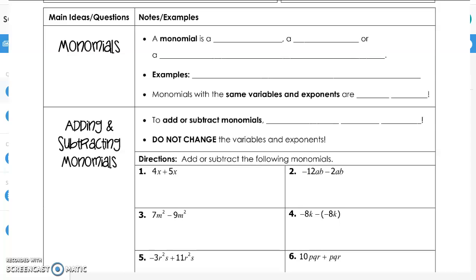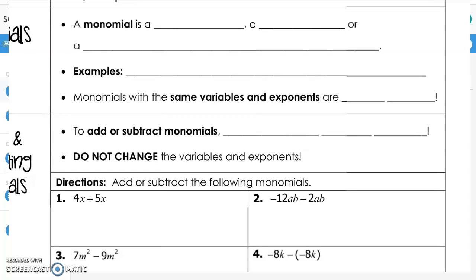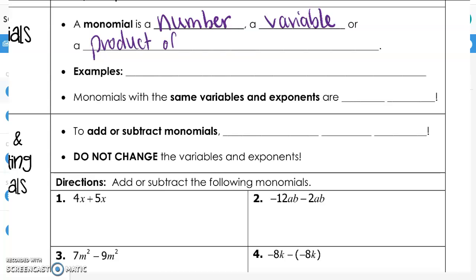On page 2-11, we are going to look at monomials. That sounds really scary, but all it is, a monomial is a number, a variable, or those two things put together, a product of a number and a variable. Now, these variables might also have exponents.